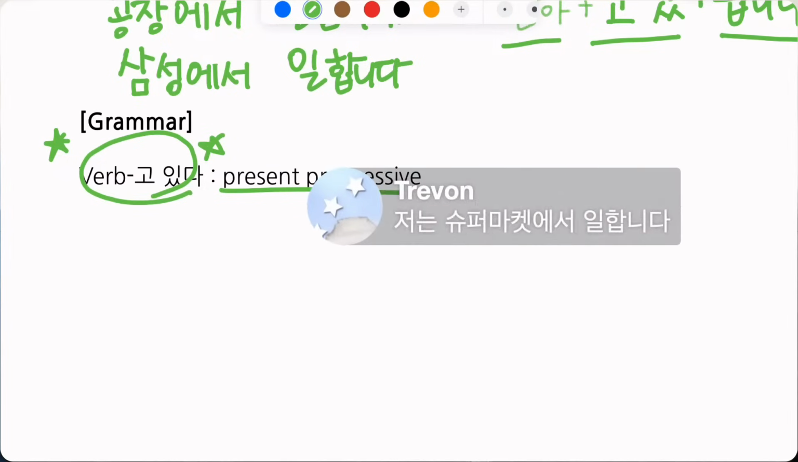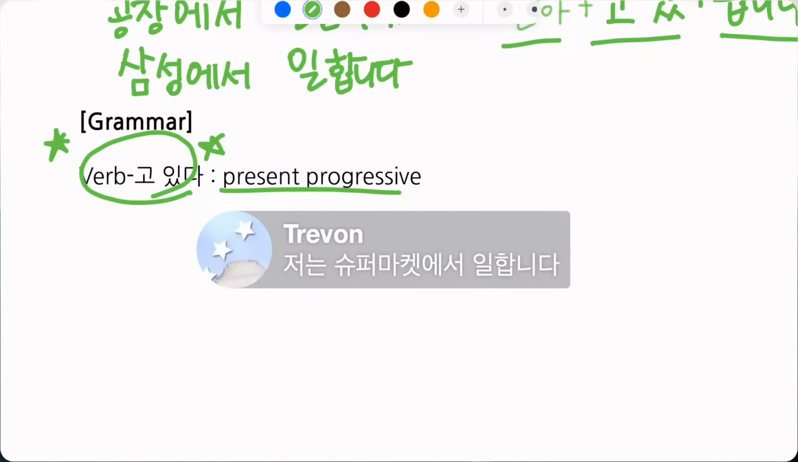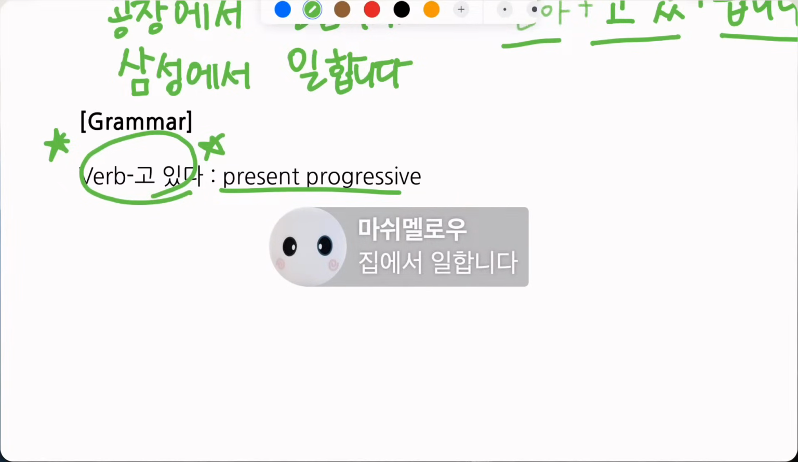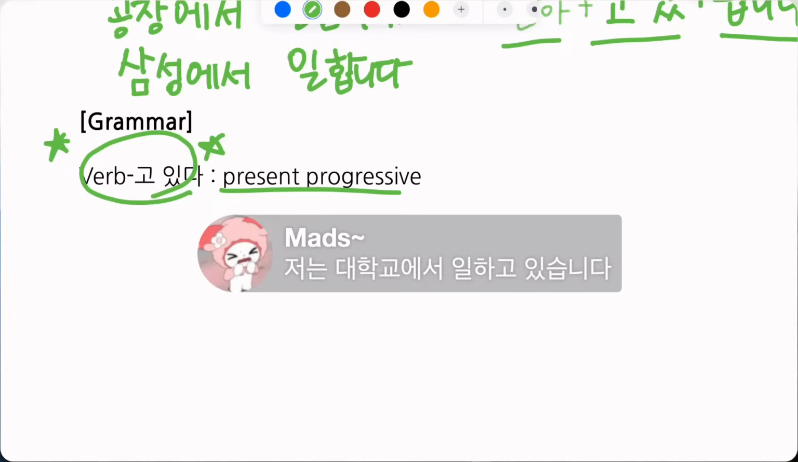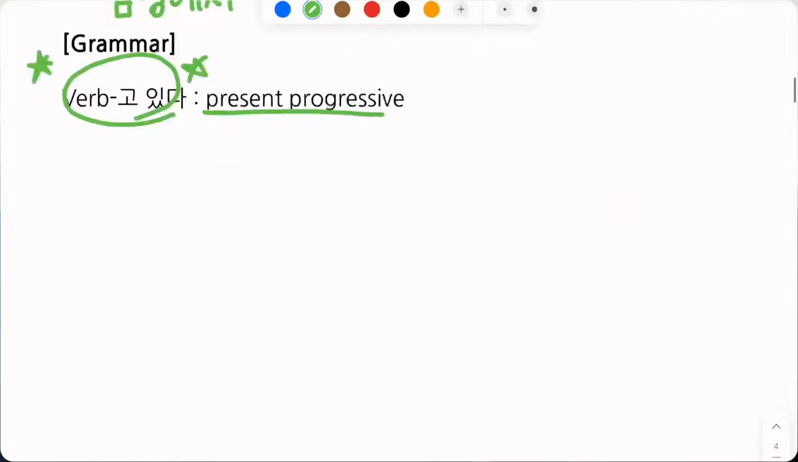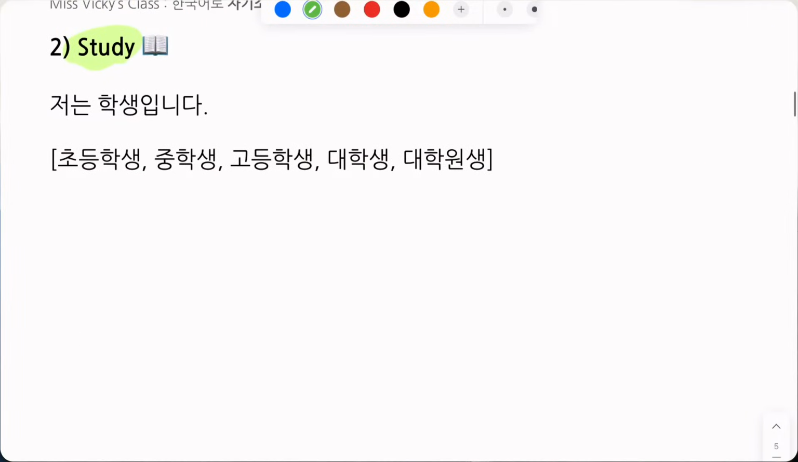그리고 트래버님은 슈퍼마켓에서 일합니다. 오, 오케이, 좋아요. Marshmallow 집에서 일합니다. Dream job. She works at home. 좋아요. 그 다음에 Mads님은 you work at a university. 대학교에서 일하고 있습니다. Alright, 좋아요. 그렇게 할 수 있고요. 그 다음에 let's move on to when you are a student.